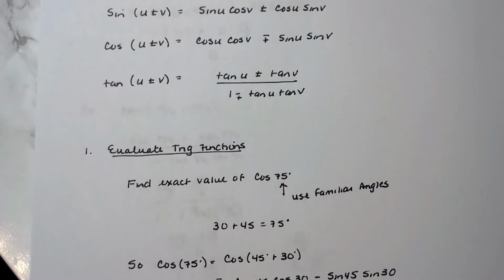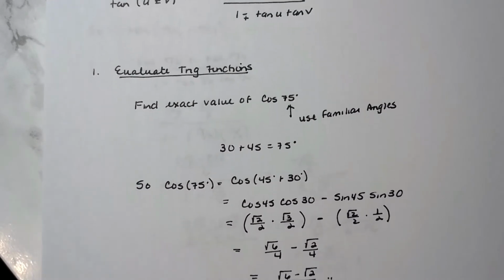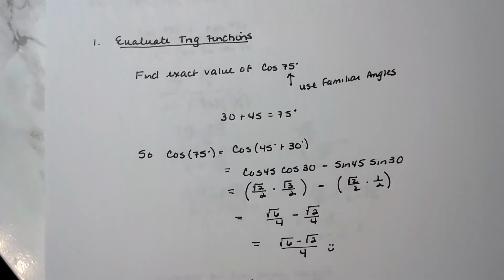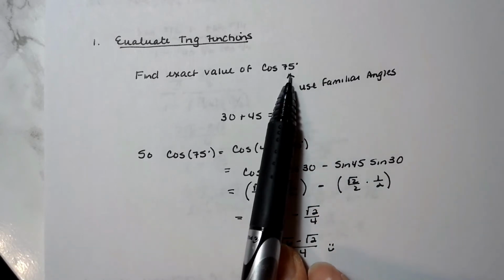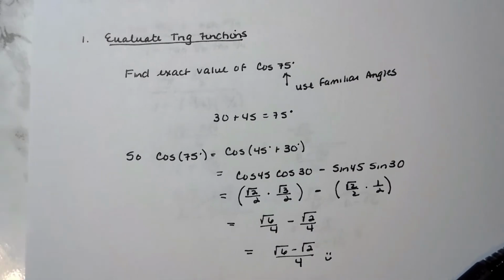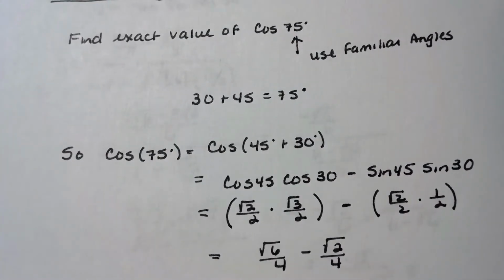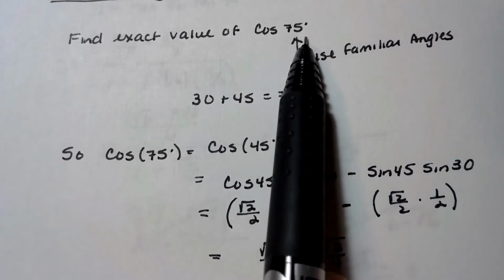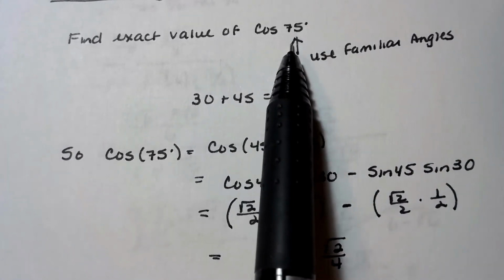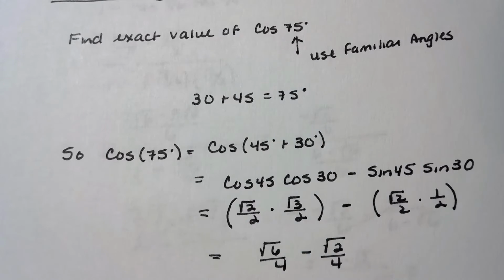So one thing we want to use this for is to evaluate trig functions. So you're going to be given maybe a weird angle, like cosine of 75 degrees, and you're going to be asked to find it exactly without a calculator. So again, I'm going to remind you to use familiar angles. Somehow you want to break this weird angle up into things that you know from your unit circle.